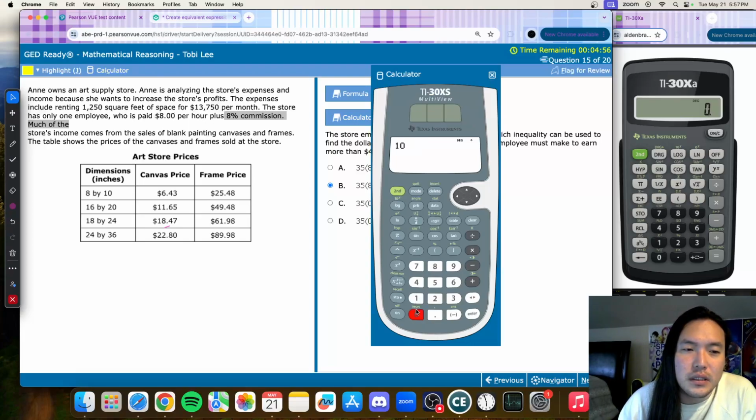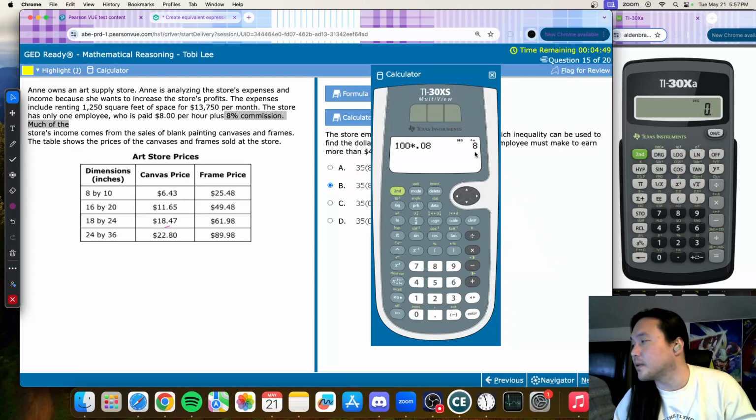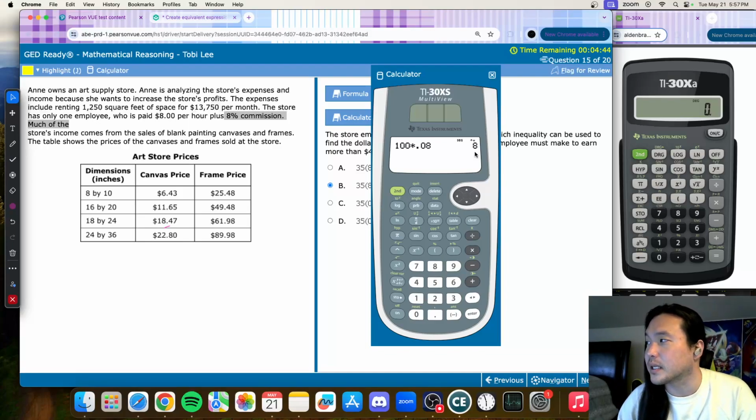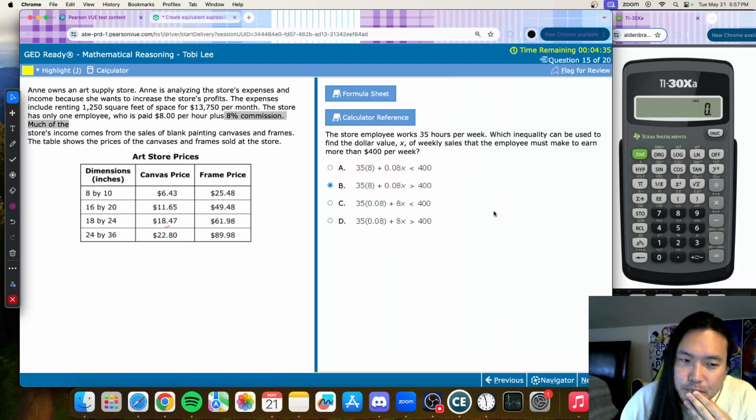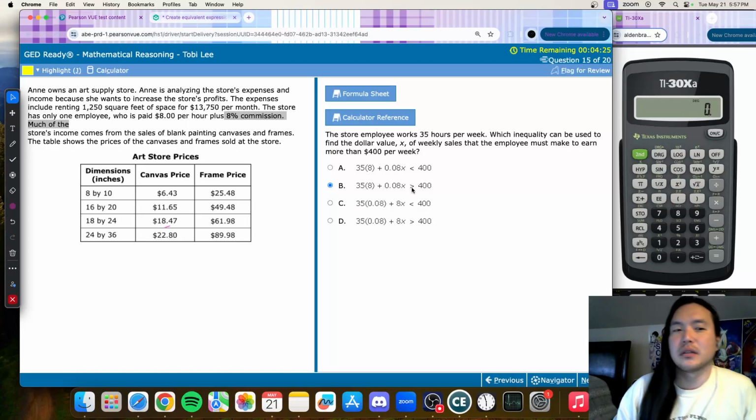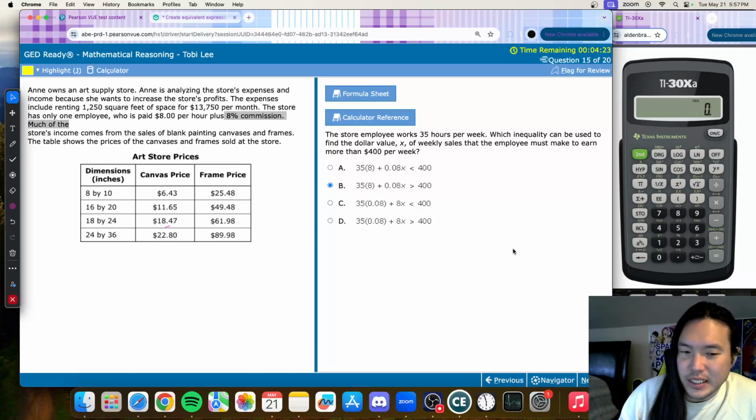So if you sell $100 times 0.08, this literally works. If you make an 8% commission, hopefully you understand that if you sell $100 worth of stuff, you get $8, right? That's literally what 8% means. So 0.08 mathematically represents 8%. You definitely know that. And then we want that to be more than 400. That's what the greater than symbol means. Yeah, it's the correct answer.